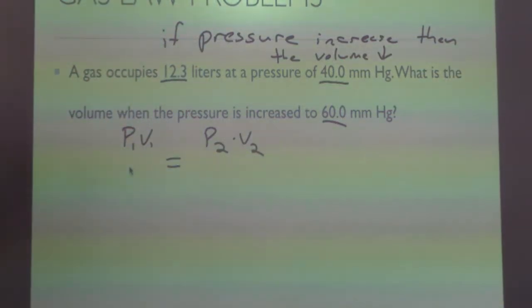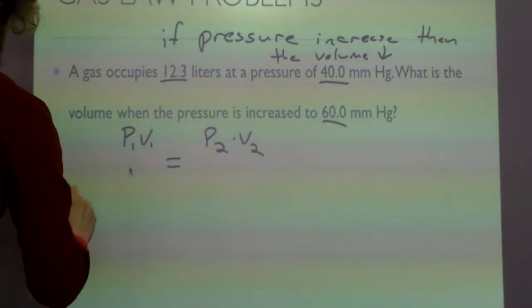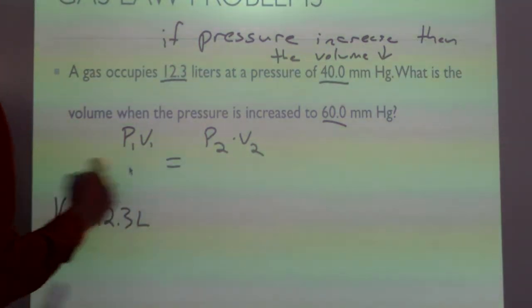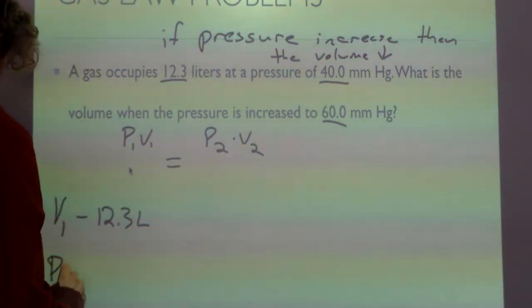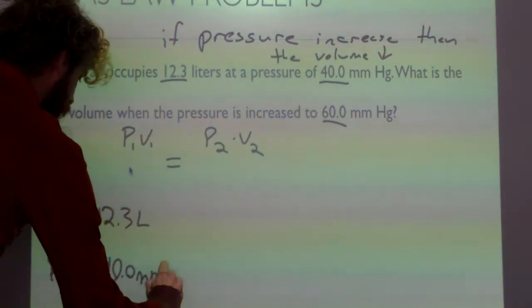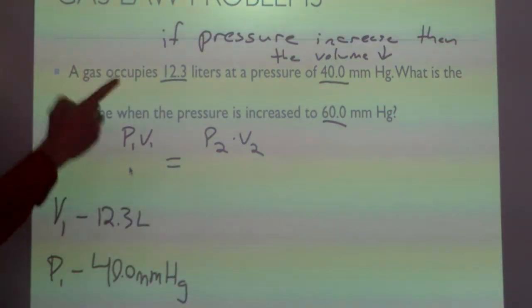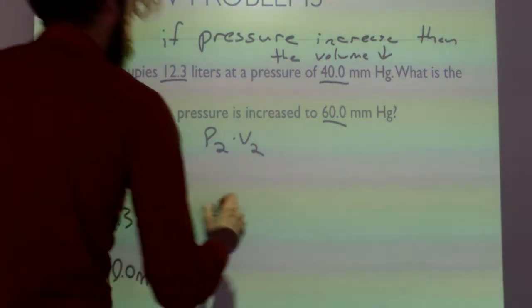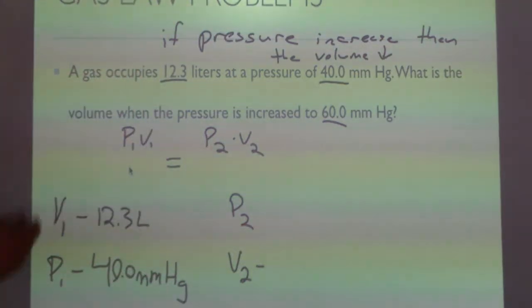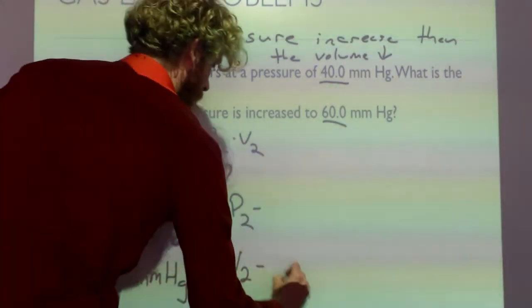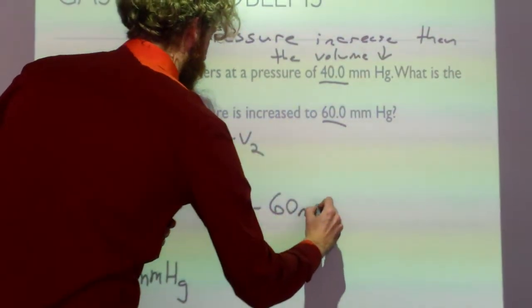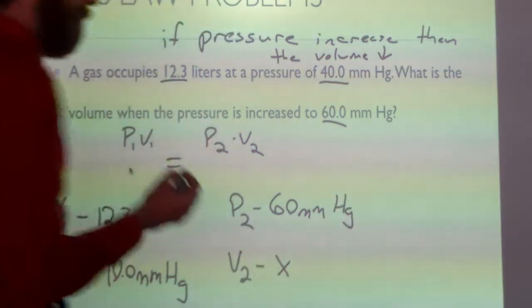So now let's write down our given. First thing we're given is our volume 1 of 12.3 liters. Next, we're given our initial pressure of 40.0 millimeters of mercury. We go over to our P2 and V2. Our V2 is unknown, that's our X, that's what we're trying to figure out. And our P2 is 60 millimeters of mercury.